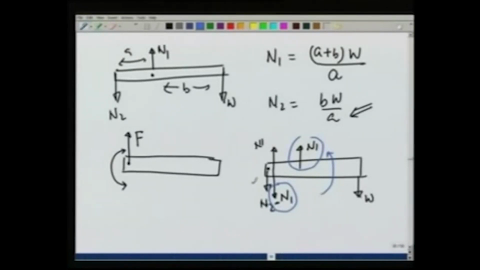So, this gives a couple at this point in this direction, and this force N1 and N2 added together give me a force. So, this whole thing is equivalent to a couple, a moment, a torque here, and a force N1 minus N2 here, which obviously is going to be equal to W.